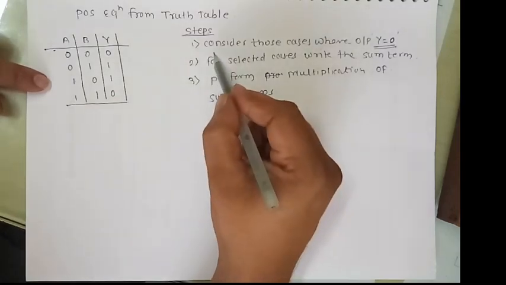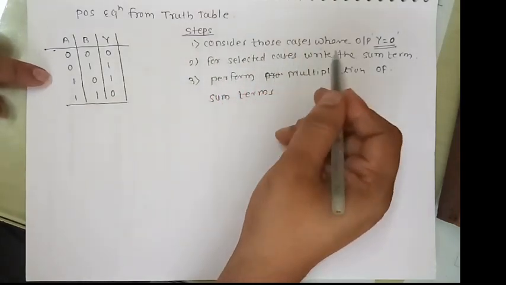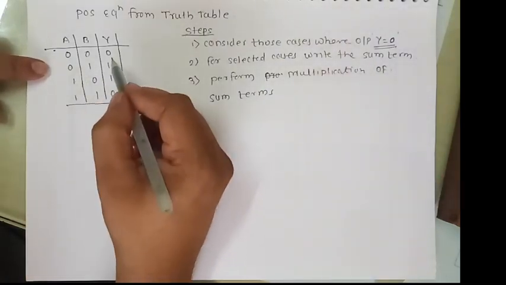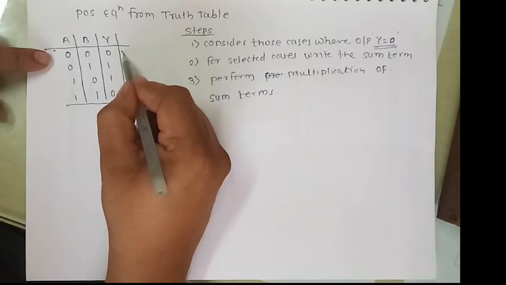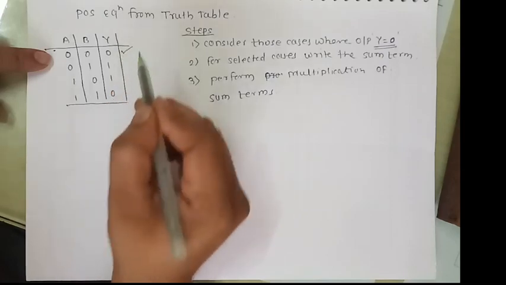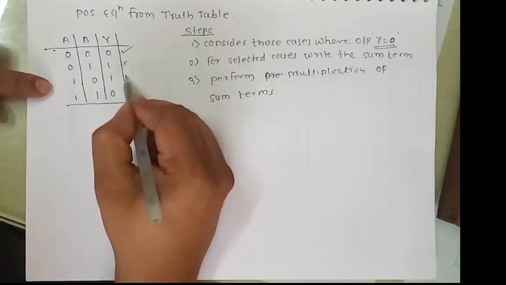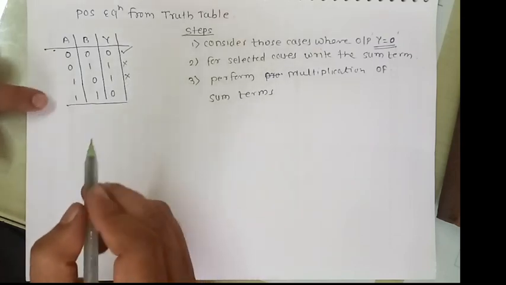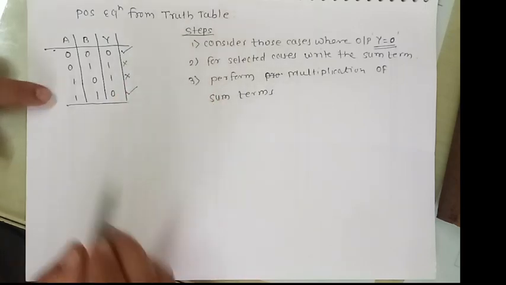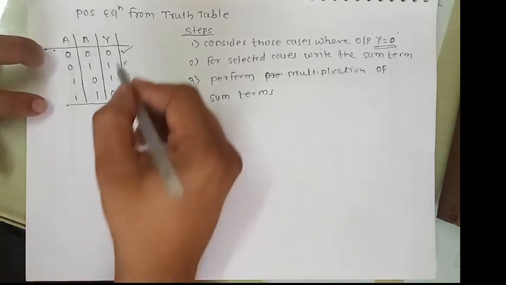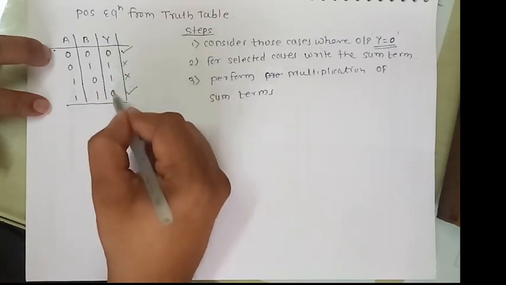So what is the first step? We have to consider those cases where output Y equal to 0. Suppose if we look at this first case, the output is 0, so we have to select this one case. Here output is 1, so we have to neglect this. Here also output is 1, this is also neglected, and for the last case output is 0, so we need to select this case also. So we have two cases here for which the output is 0.